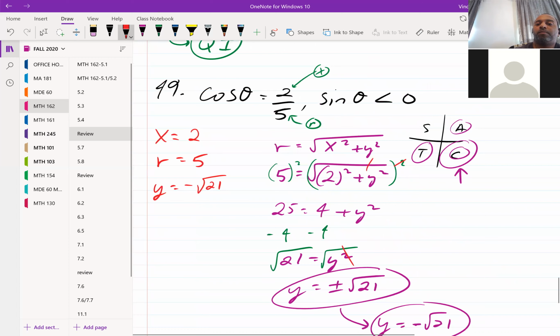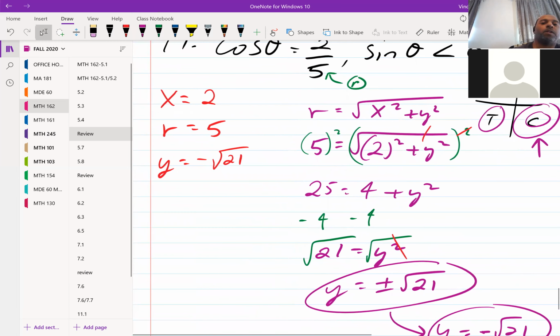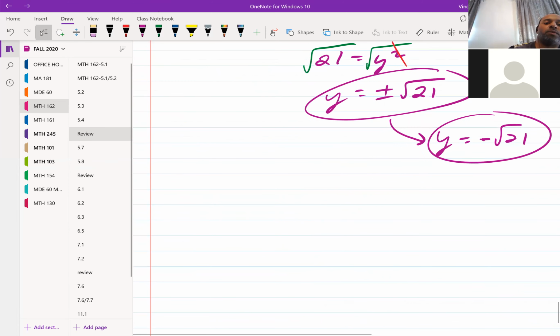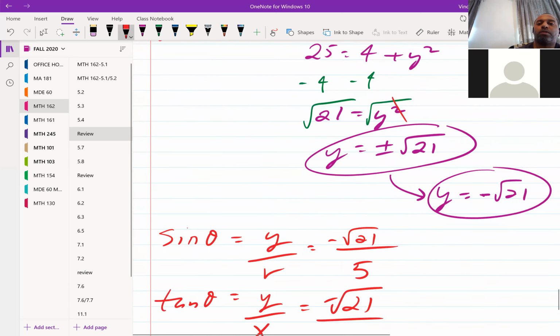All right, we're in the fourth quadrant: cosine positive, sine negative. So now we can go ahead and plug in. We know cosine; we just need the rest of them. Sine is y over r, negative square root of 21 over r, which was 5. Tangent is y over x. X was 2, right? Yep.